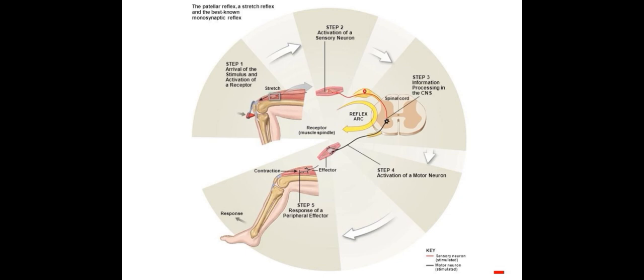Step 1, activation: arrival of the stimulus and the activation of the receptor stretch. Then activation of a sensory neuron, information processing in the CNS, activation of a motor neuron, response of a peripheral effector, then contraction response. The patellar reflex is a stretch reflex and the best known monosynaptic reflex.